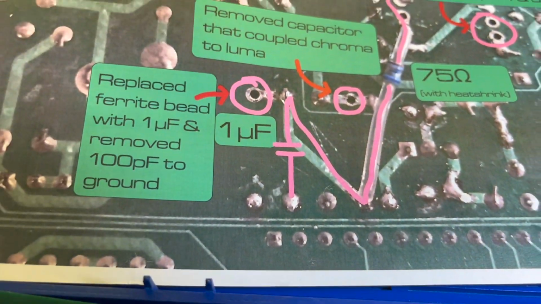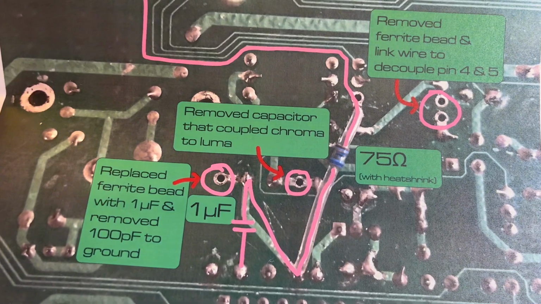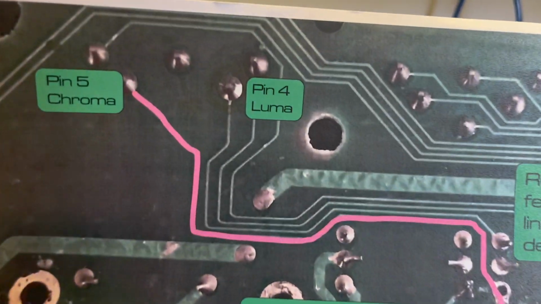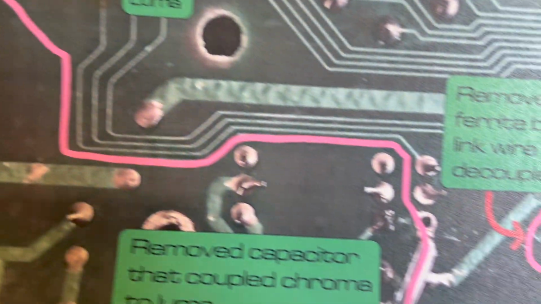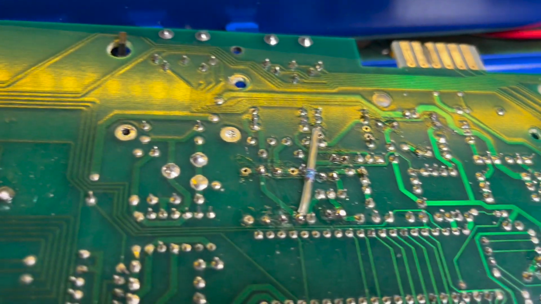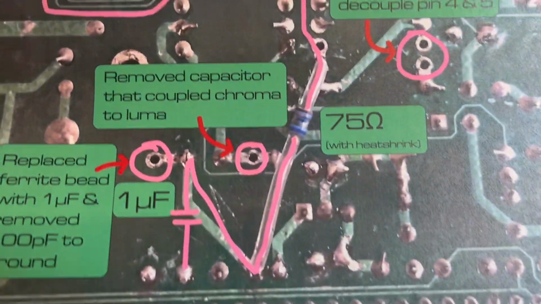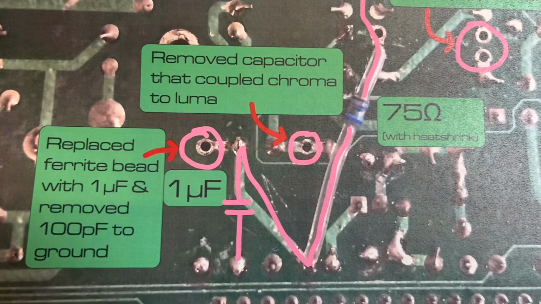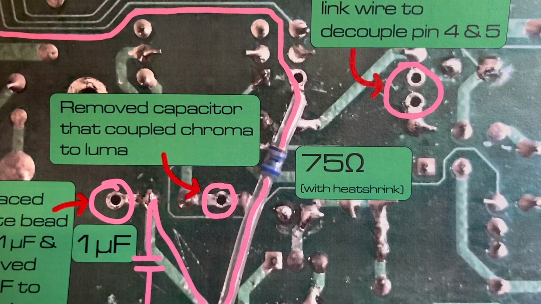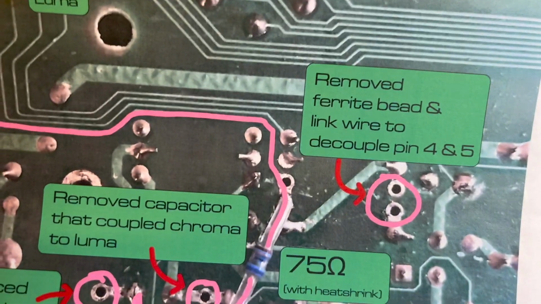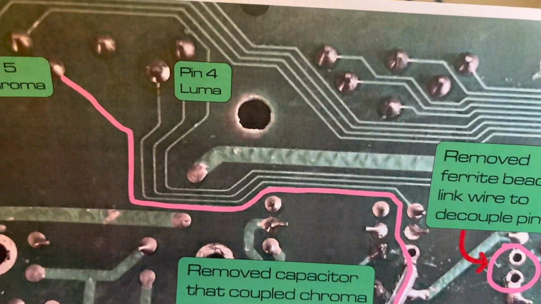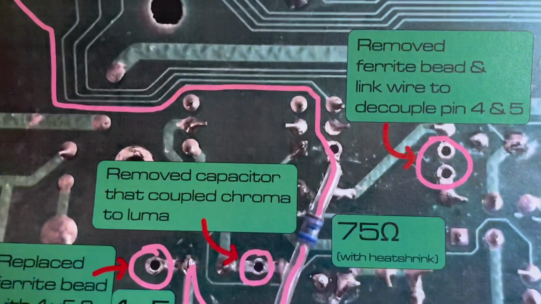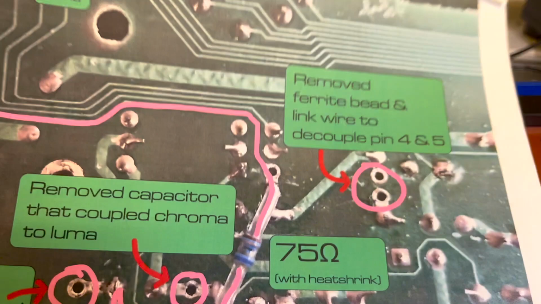This is the S-Video mod I've done on another VIC. That's wrong, that should be 0.1 microfarad. And it worked quite well. So pin 4's got the luma, pin 5's got the chroma. So pretty much I've done that here, but just couldn't improve it. Lots of fiddling.